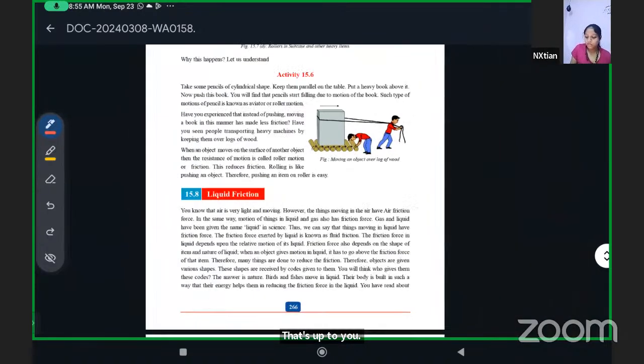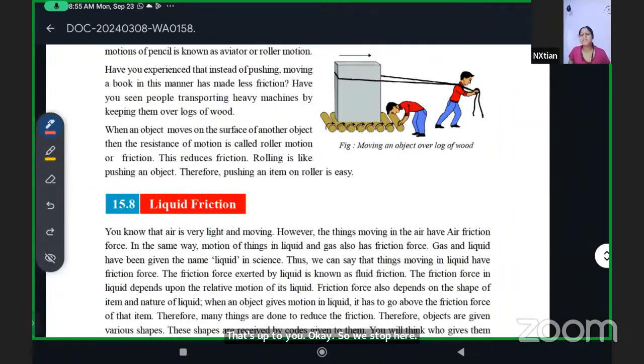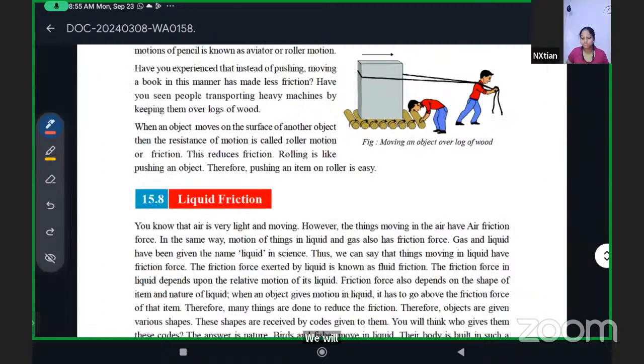Tomorrow we'll start with liquid friction. Okay, we'll stop here. Any doubts, questions? Anyone?